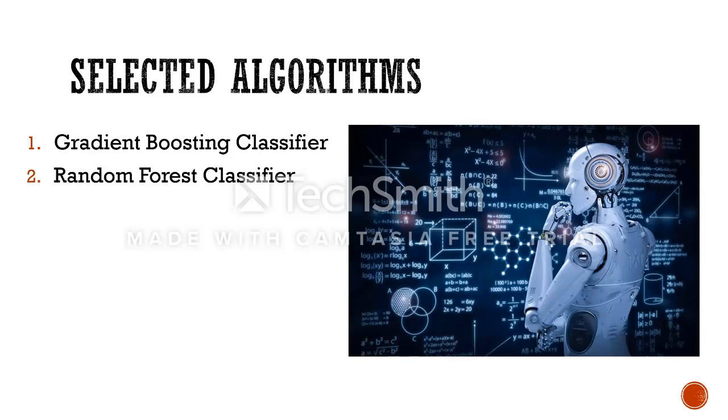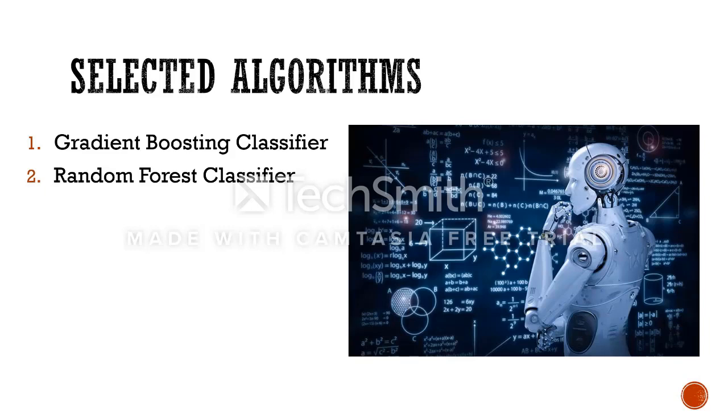Right. Gradient boosting classifier is a machine learning algorithm that falls under the ensemble learning category. It's a powerful and versatile method used for both classification and regression tasks. Gradient boosting builds a strong predictive model by combining the predictions of multiple weaker models, typically decision trees. It iteratively corrects the errors made by the previous models and improves the model's accuracy over time.